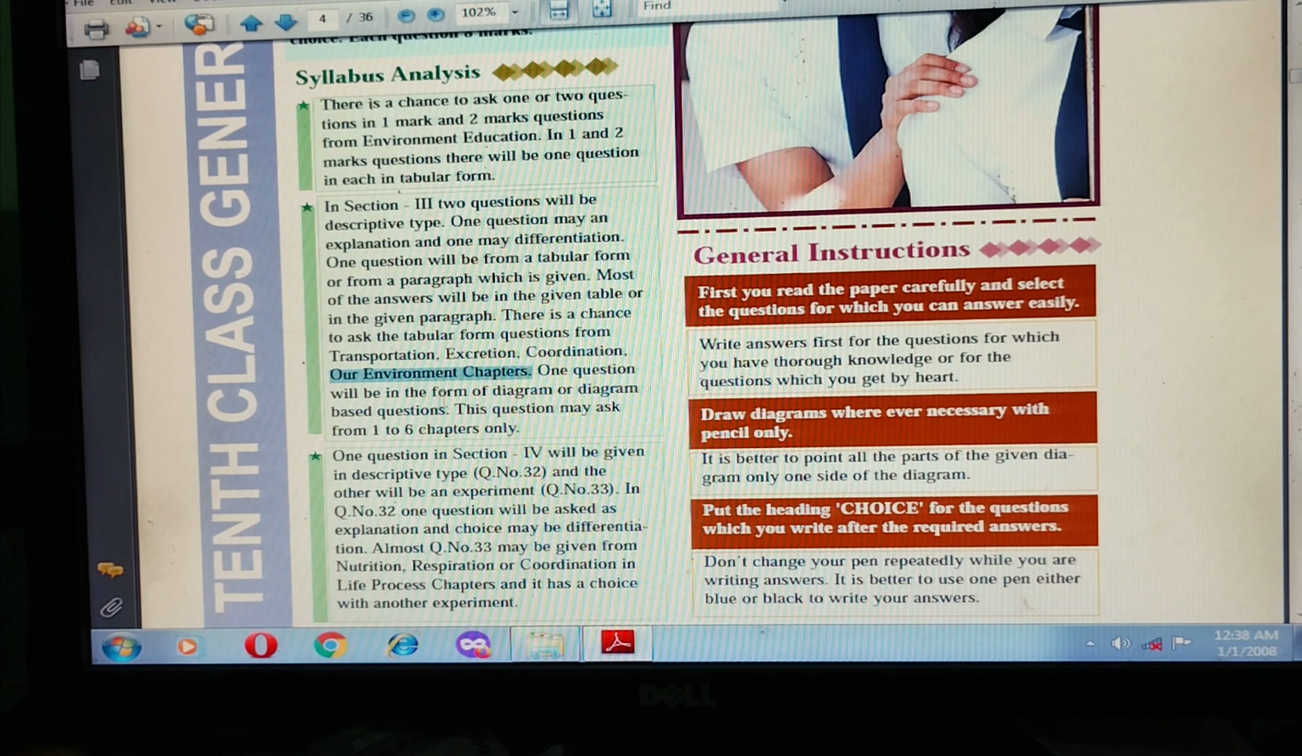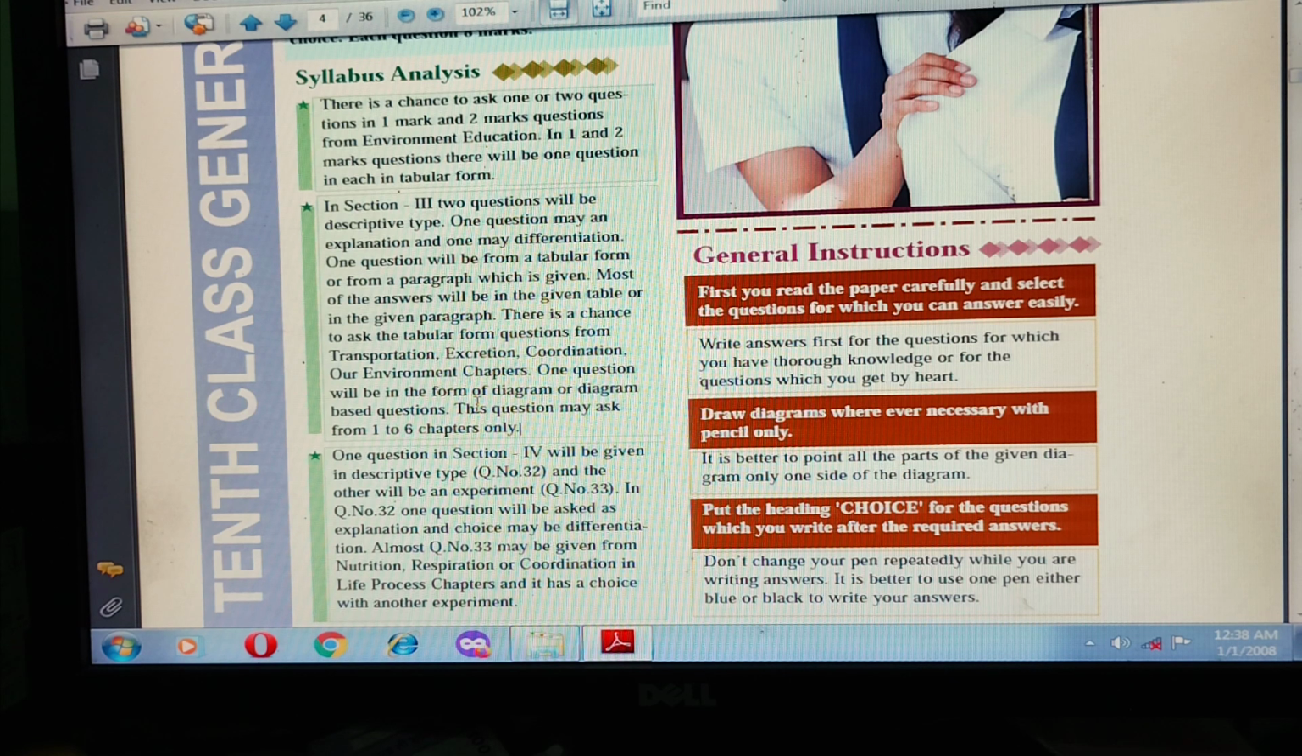One question will be in the form of diagram or diagram based questions. These questions may be asked from chapters 1 and 6 only. So 1 to 6 chapters means they specifically mentioned the 6th chapter. In the 6th chapter, what kind of question is there? One question is there on mitosis and meiosis. In that, diagrams are there. When the process is happening, that is mitosis and meiosis, a few diagrams are there. They will give the diagram and ask which process is happening in the diagram. Students have to focus on this.